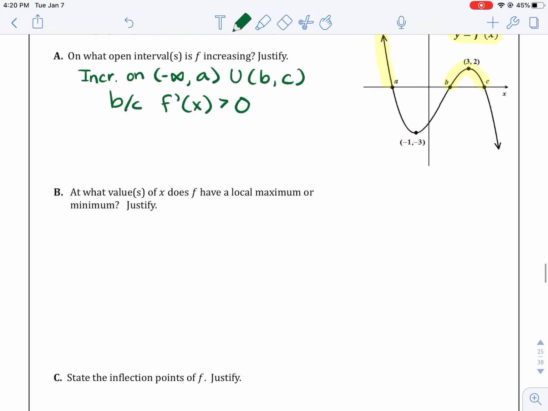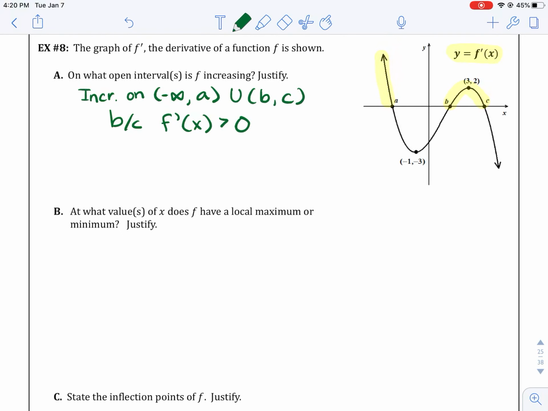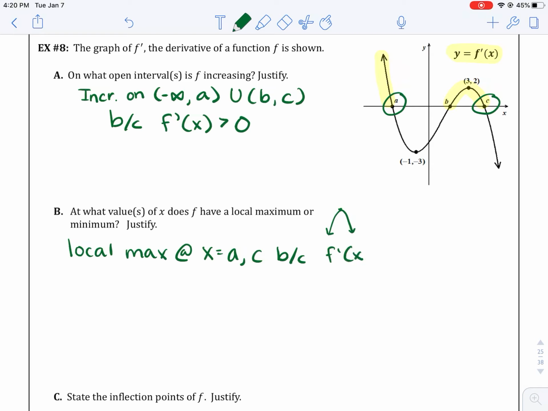At what values does it have a local max or a local min? Okay, so it's going to change from increasing to decreasing at a, and also at c. So those will become, let's see, increasing to decreasing. Told you guys I always sketch it out. That would be a maximum. So local max at x equals a and c, because the derivative changes from positive to negative.